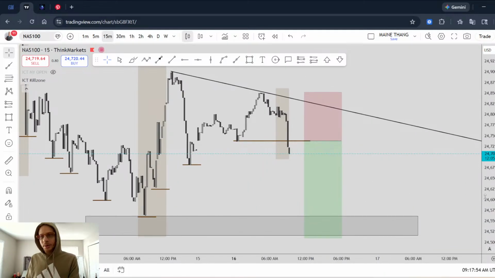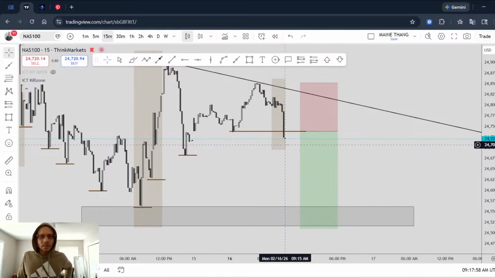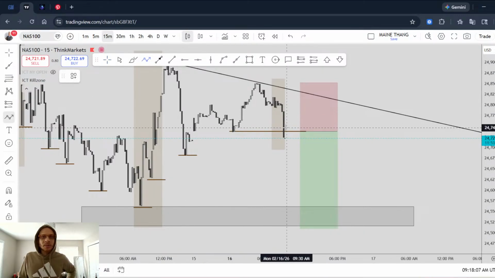Market opens in 13 minutes. So we got this break right here. Hopefully when the market opens, we can get a retracement up. Price comes up like this. So we want to see this, and then entry around this area.